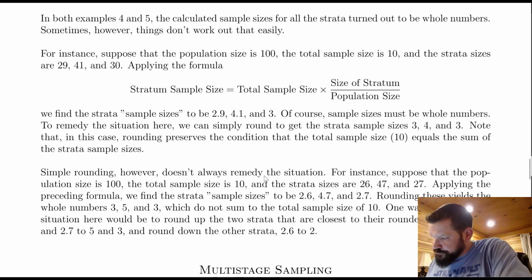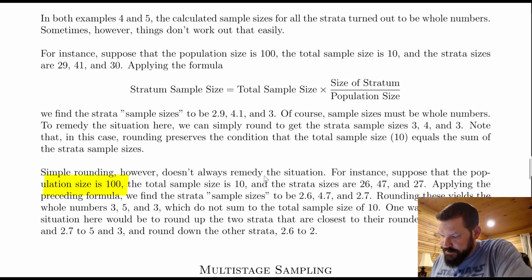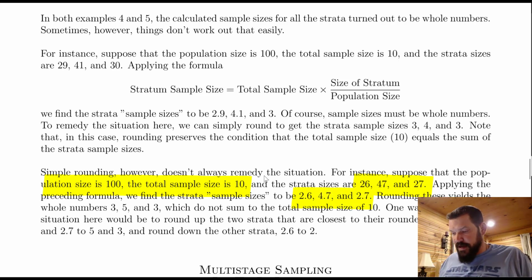For example, suppose the population size is 100 and the sample size is 10. We have these strata of 26, 47, and 27. If we did the calculations, we would end up with sample sizes of 2.6, 4.7, and 2.7. If we rounded those, we get 3, 5, and 3. 3 plus 5 plus 3 is 11. That's one more than we want in our sample size. So what we could do is maybe round down the one that is closest to its lower value. So 4.7 and 2.7 we round up to 5 and 3. The 2.6 we round down to 2.